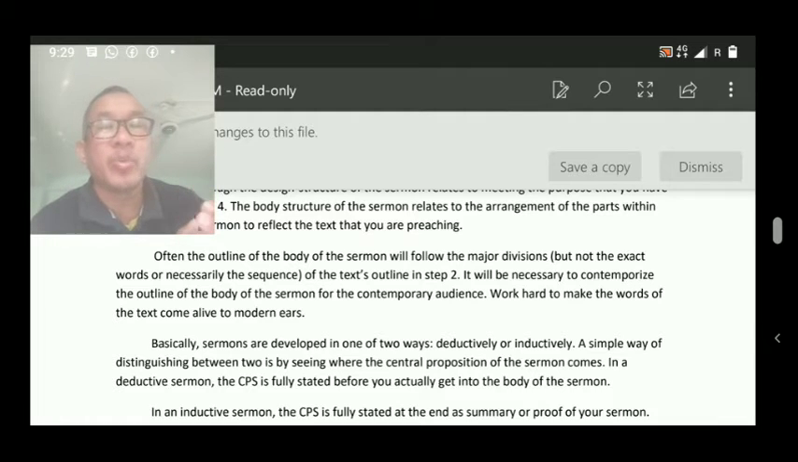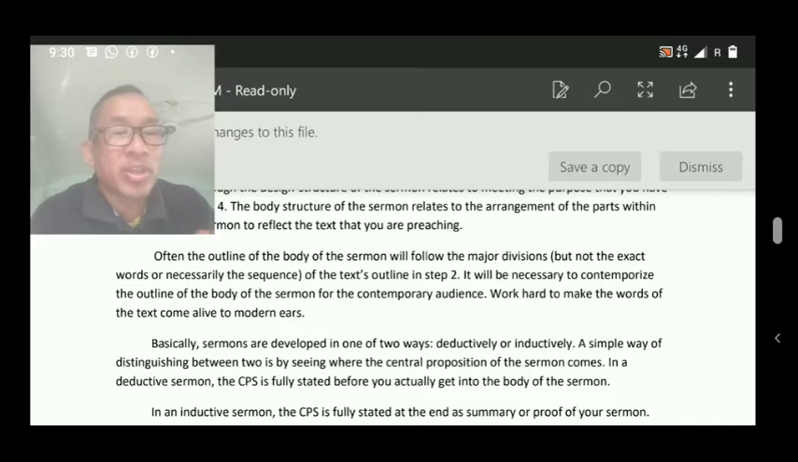Now I'm taking this from Ezra chapter 7 verse 10. In the CPT we see what Ezra has decided: to study the Word of God, to practice the Word of God, and to teach the Word of God. Now you are contemporizing that from the CPS. We see the bridge, that is step number 4, then step 5, the CPS.